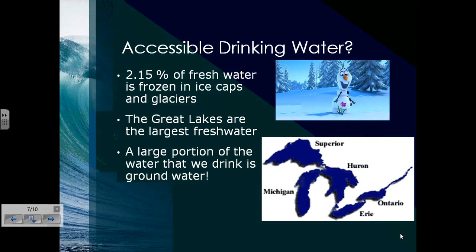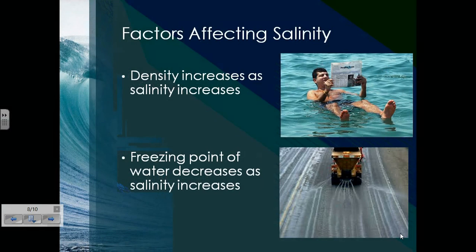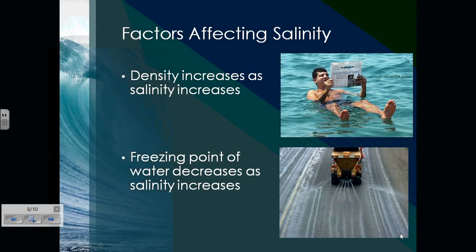Now, let's talk about accessible drinking water. About 2.15% of fresh water is frozen in ice caps and glaciers, and the Great Lakes represent the largest freshwater source in the United States area. A large portion of the water that we actually drink is groundwater, and it's located underground, like wells and so forth. Now, there are factors that affect the amount of salt that's in the ocean water.